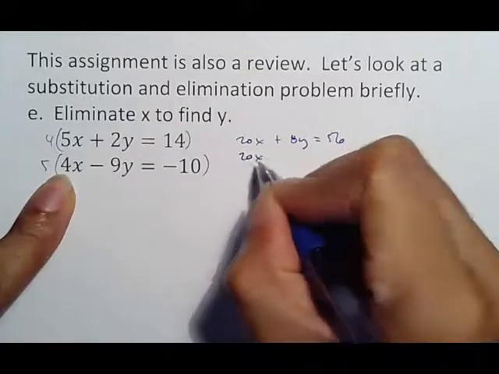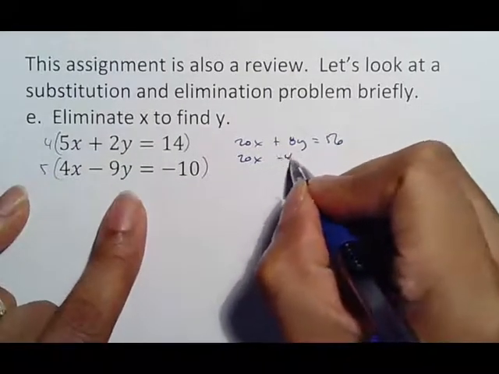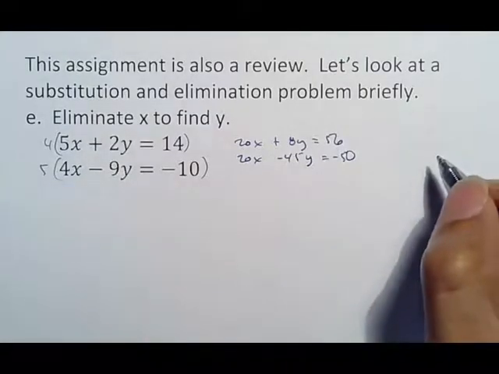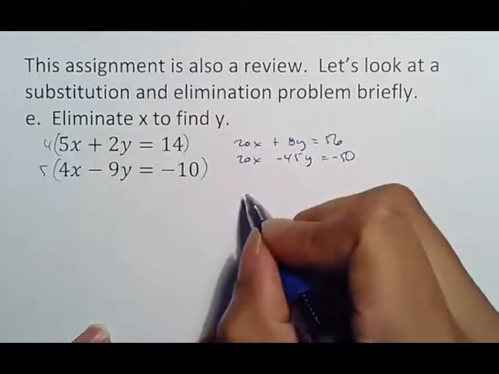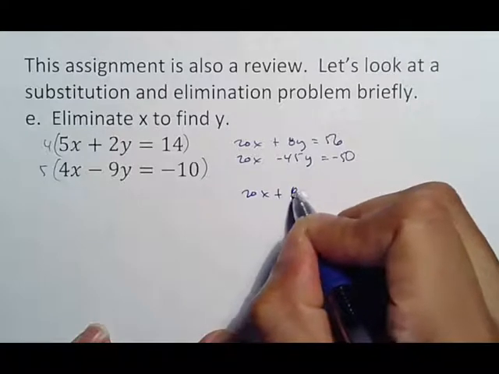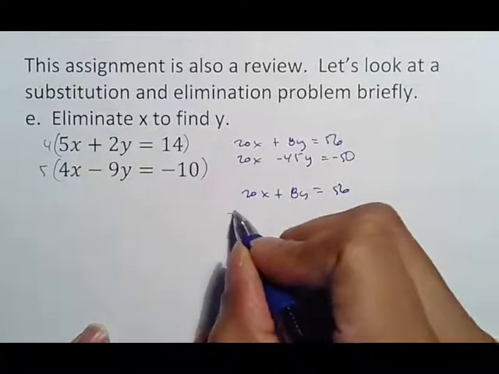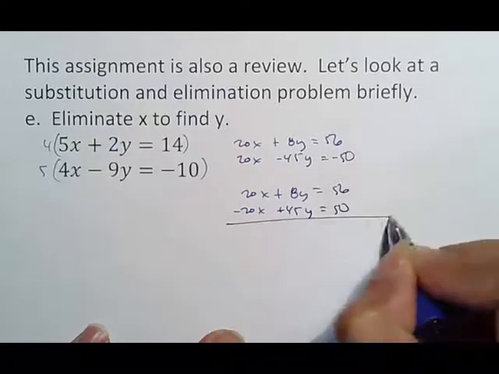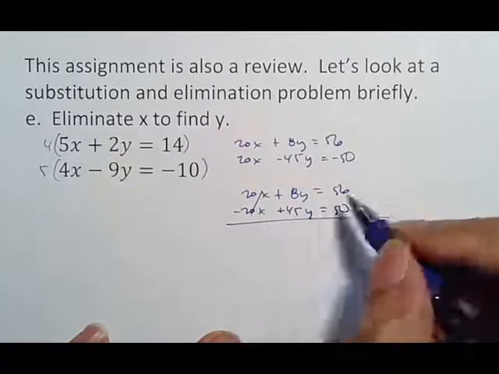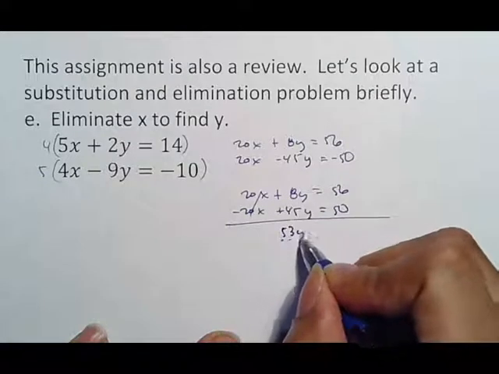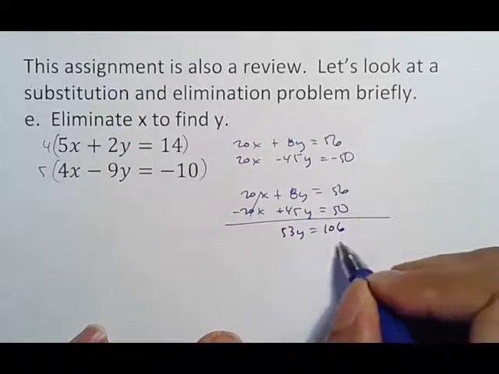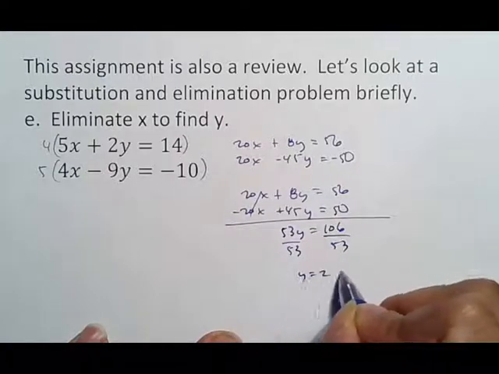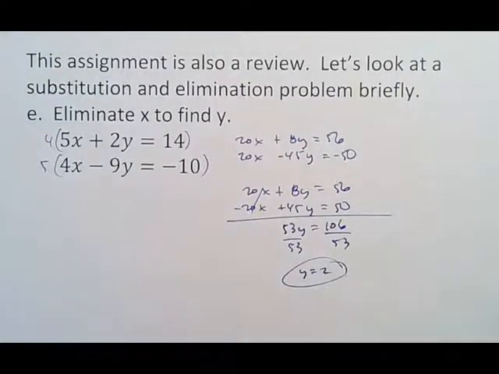This is 20x minus 45y, negative 50. Remember that the next thing we want to do is have these opposites, so that's why I switched my bottom row. This cancels. That makes 53y. This makes 106, which means then you divide by 53, getting y equals 2.